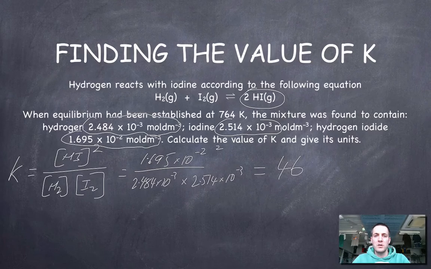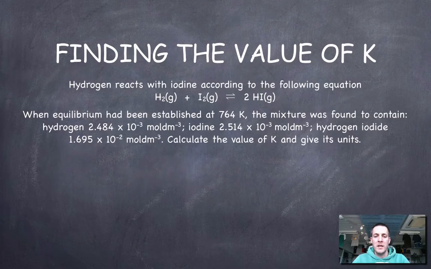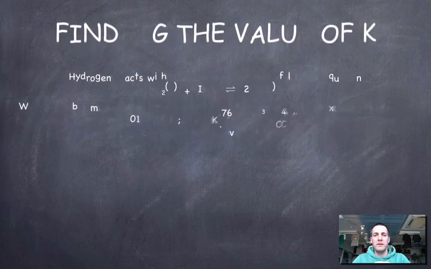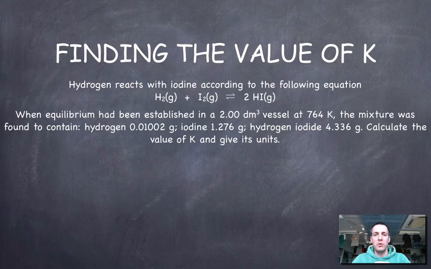There's 2 on the bottom, so they all cancel, and this number will have no units. Now, I suppose that's the simplest kind of find the value of k problem, because we're given all the concentrations already. Sometimes you won't be given the concentrations. We've got to do a little bit more work.